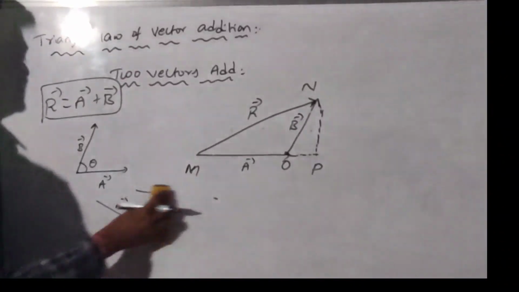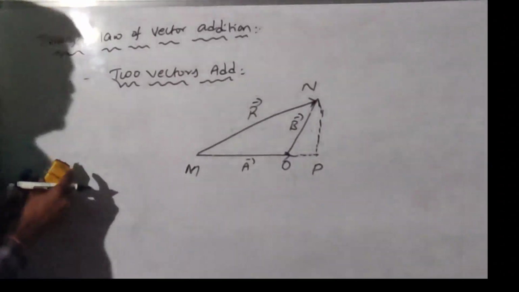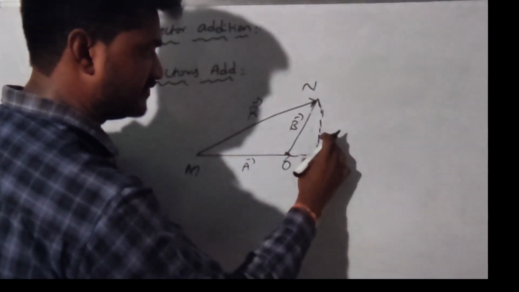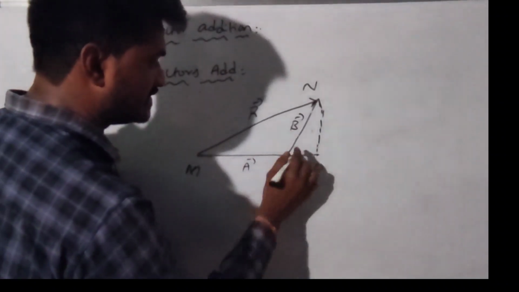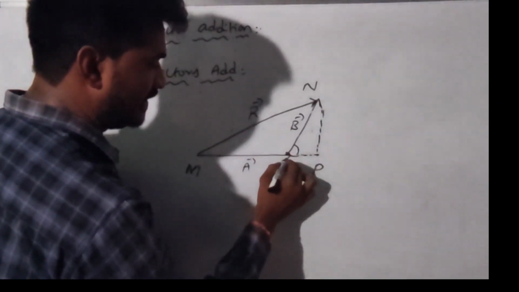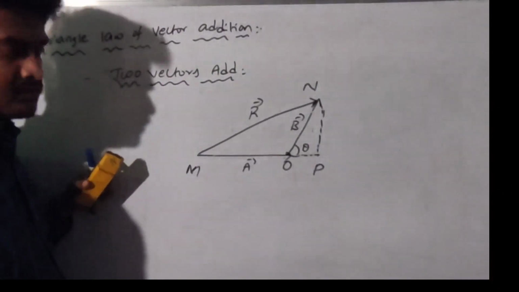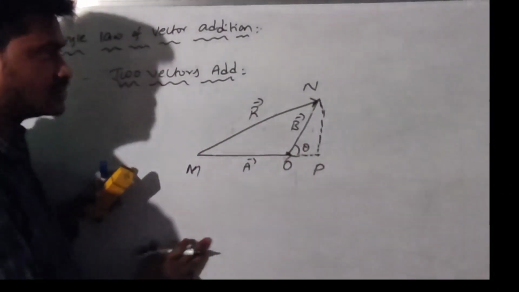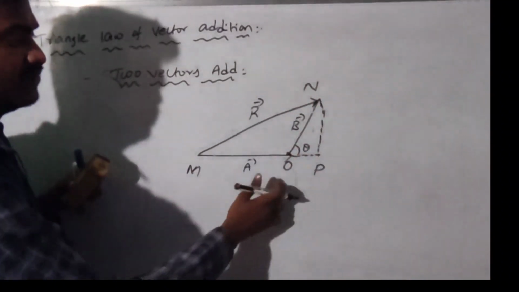Now we can see in this diagram, for the right angle triangle, we don't know these terms, NP and OP. We should find them. This is the outer angle, where the tail and head are joined, the outer angle theta. Okay, clear? So theta we got it. So what should we find first? We should find NP and OP.